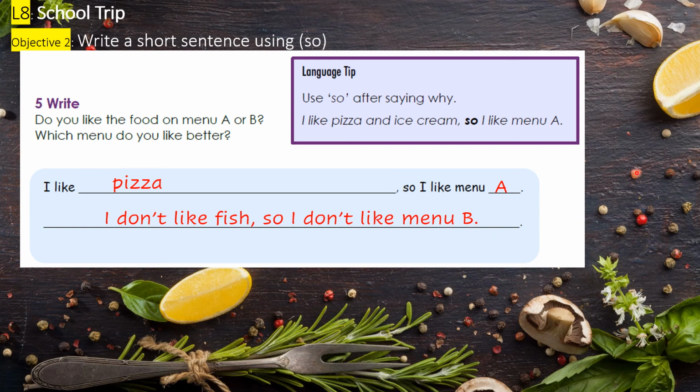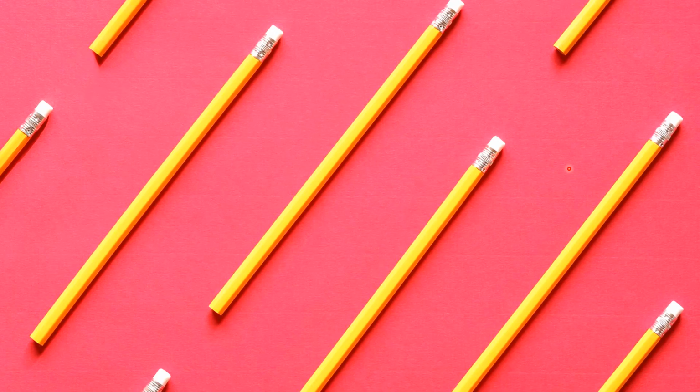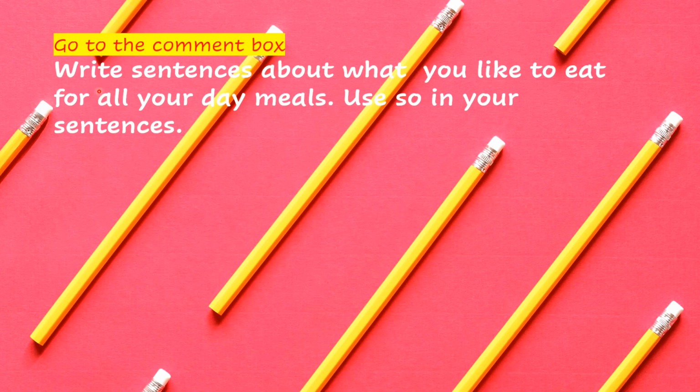Now we have finished the last learning objective, and now it's your turn. You are going to write some sentences about what you like to eat for all your day meals. And you are going to use the word so in your sentence. You can write in the comments under the video.